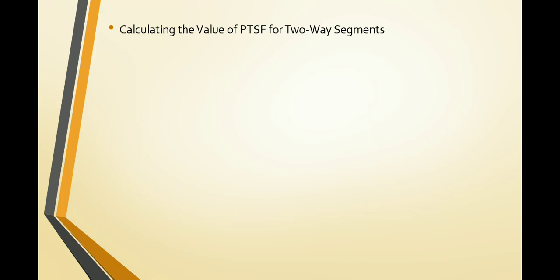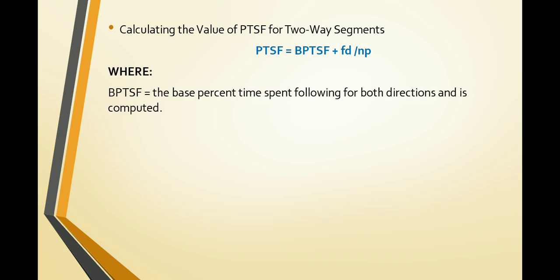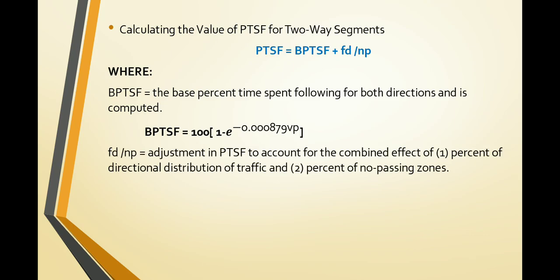Calculating the value of PTSF for a two-way segment. PTSF is equal to BPTSF plus FD over NP, where BPTSF is the base percent time spent following for both directions and is computed as BPTSF equals 100 times 1 minus e raised to negative 0.000879 VP.